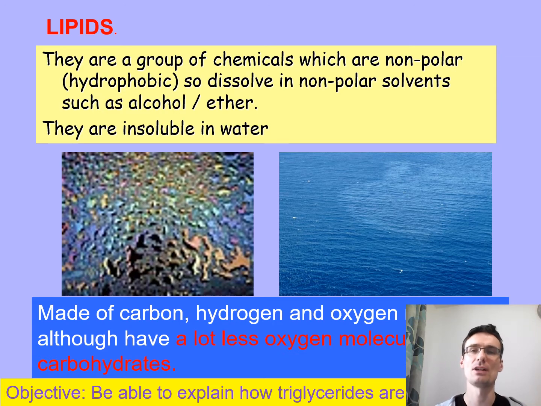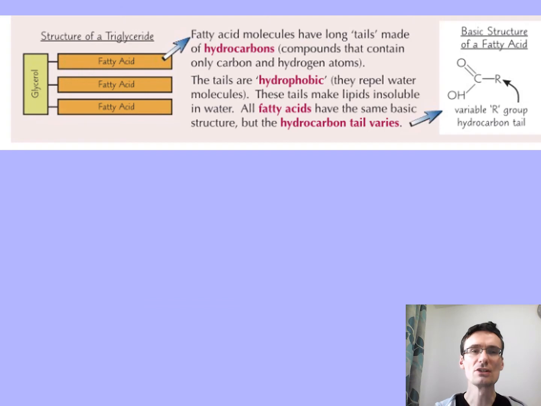So what are lipids? They are the group of chemicals that are non-polar, they're hydrophobic, so they will not dissolve in water. They're insoluble in water, but will dissolve in alcohol, which is how their food test works. And they're made up of carbon, hydrogen, oxygen, but as you're about to see, they have a lot less oxygen compared to something like glucose, and a lot more carbon and hydrogen due to the fatty acid tails.